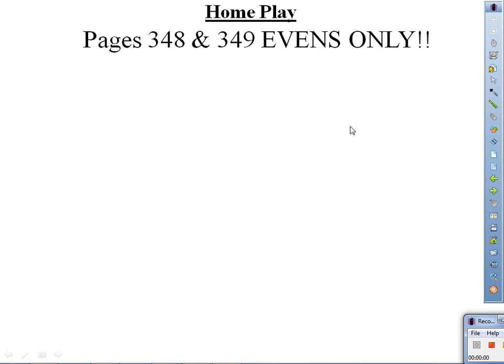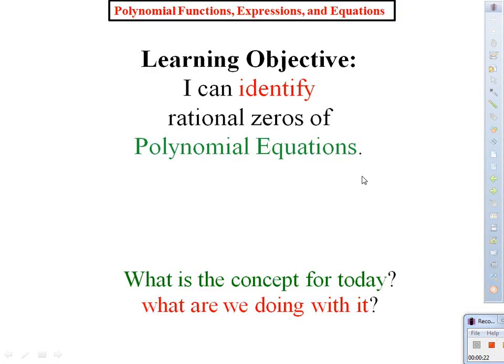Very good. All right. So, our objective for today: I can identify rational zeros of polynomial equations. Once again, I can identify rational zeros of polynomial equations. Now, the main concept is polynomial equations, but it's under the umbrella of what? Polynomials. And by now we know the definition of polynomials, yes?